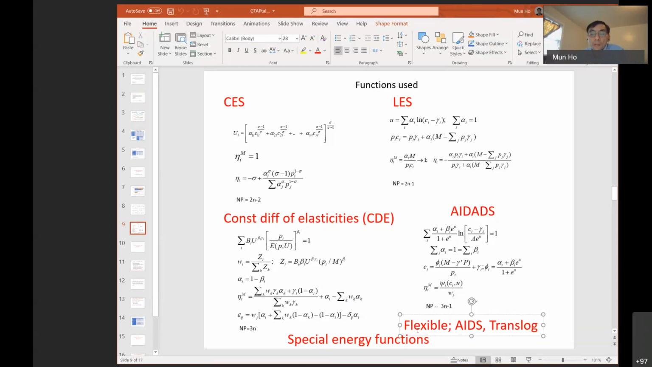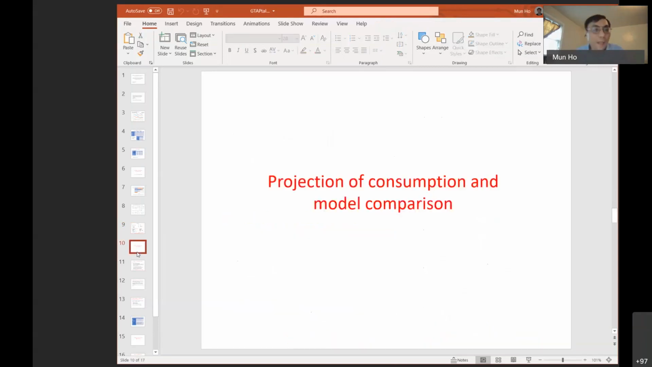We talk about the advantages and disadvantages of these different functions. So, for example, the flexible function gives cross-price elasticity, but has a strong implication on the softness. Next, then, is the heart of the project, which is how to think about using these models to project over a very long horizon.